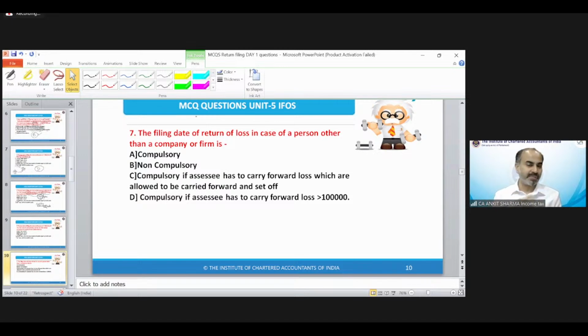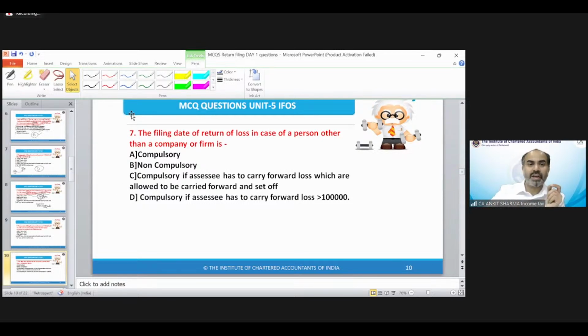Now you can see in this question there is nothing about your income exceeding the basic exemption limit, etc. So there is no information regarding the income on the basis of which the question is asking whether return filing is mandatory or not. So we have to find out which condition should be applicable, and the correct answer would be C.